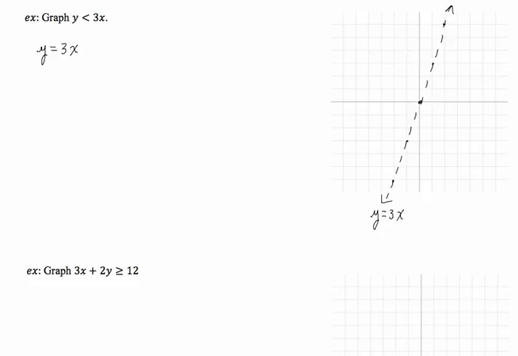Okay, and we'll need to pick a test point. Can't pick 0, 0 because that's on the line. So how about 1, 1? That one's easy.